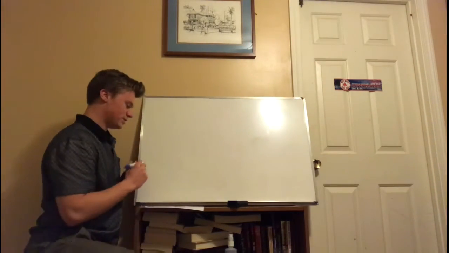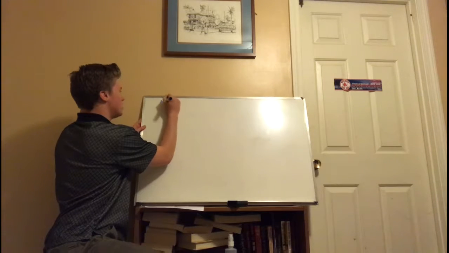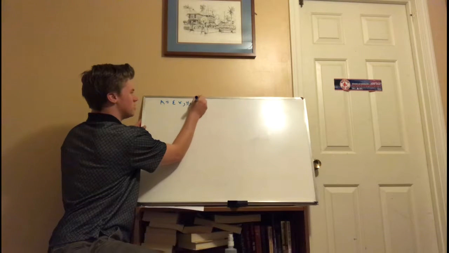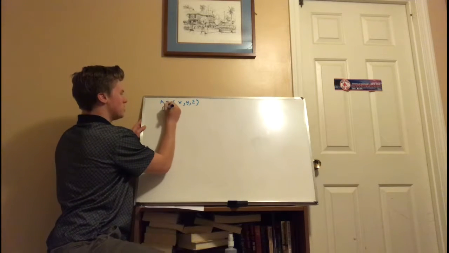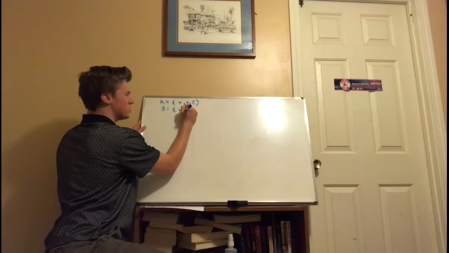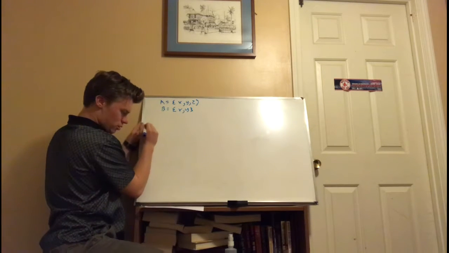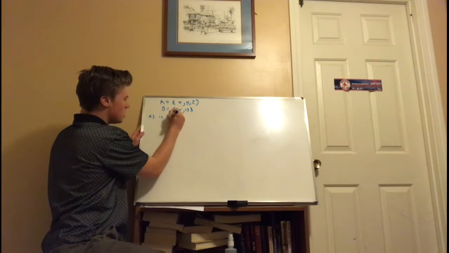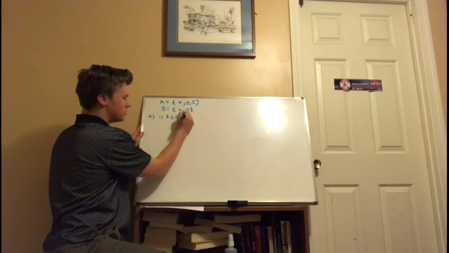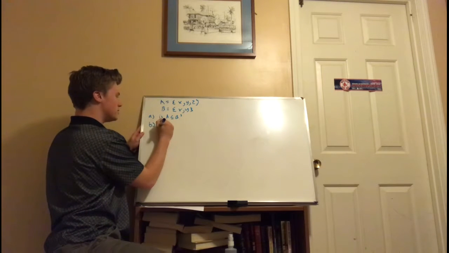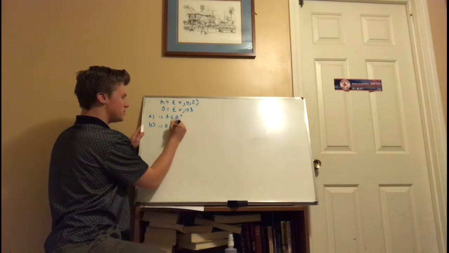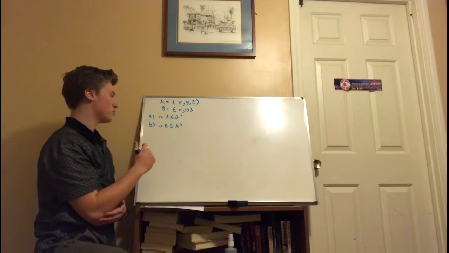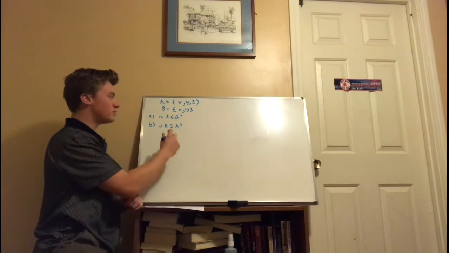So the basis of this exercise is A equals the set of X, Y, and Z. B is the set of X, Y. Part A is: is A a subset of B? And part B is: is B a subset of A? So we're grouping these questions together because they both go together.